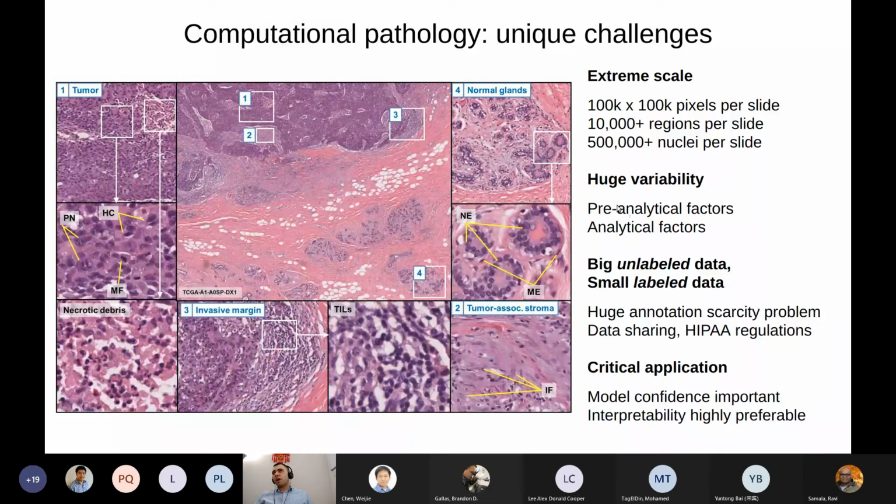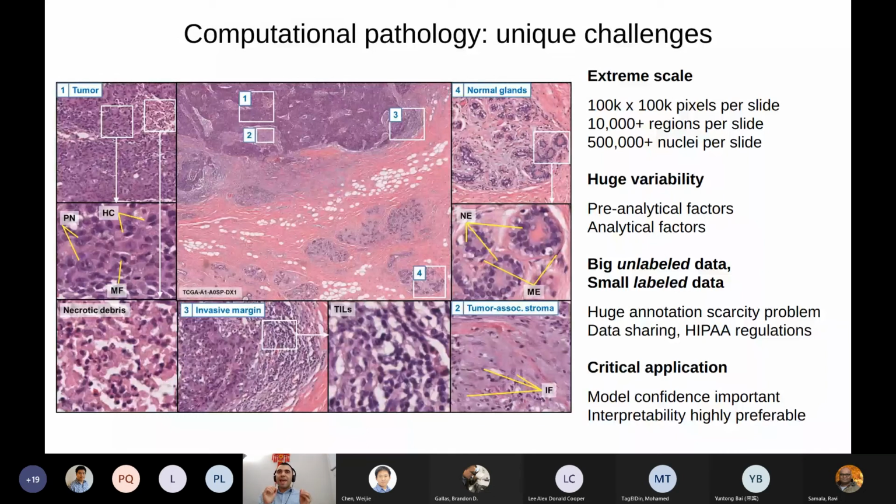And other problems that we have in computational pathology is the variability. There's a lot of differences between the various labs, analytical and pre-analytical factors related to the scanning, different scanning manufacturers and staining protocols, and so on. And the specific problem that I'm really trying to address here is that people talk a lot about big data. It's all over the news, but really there's big unlabeled data in the medical domain, and especially in pathology, but there's very small labeled data.